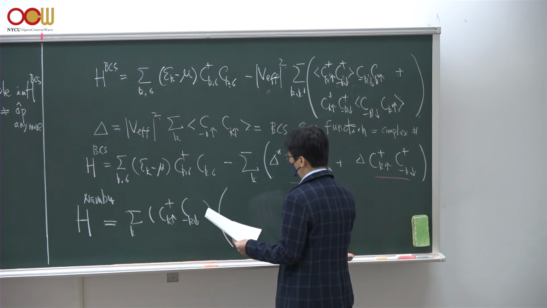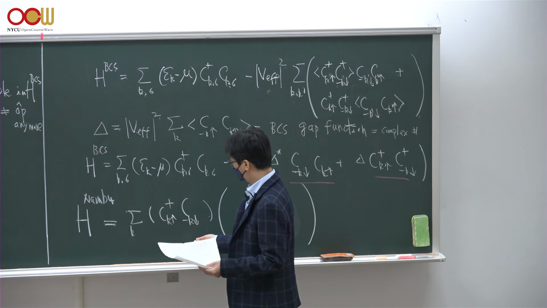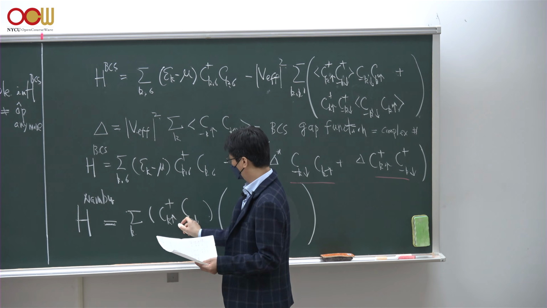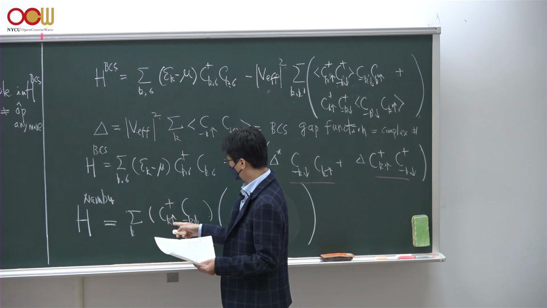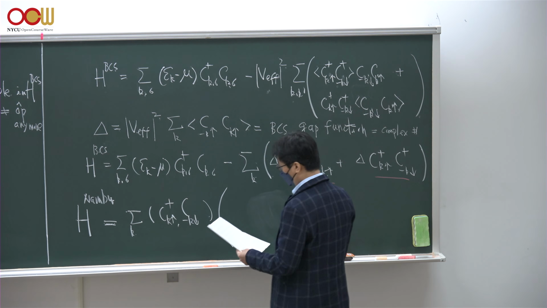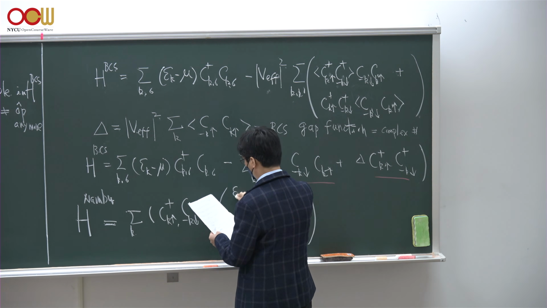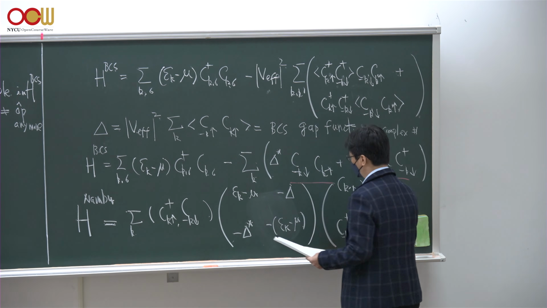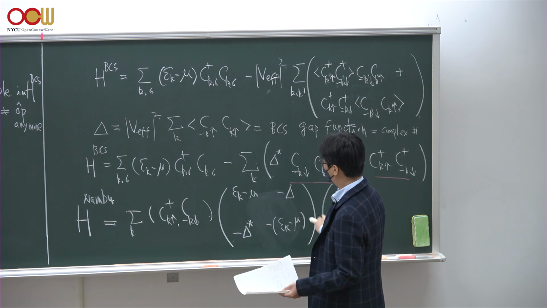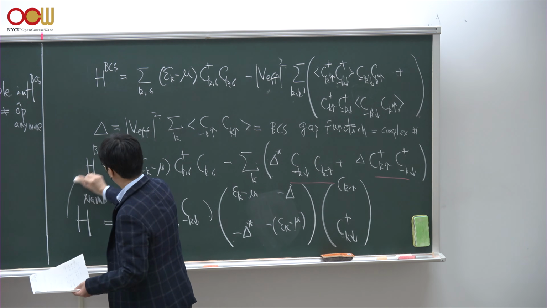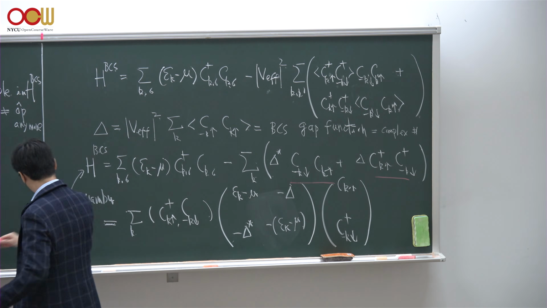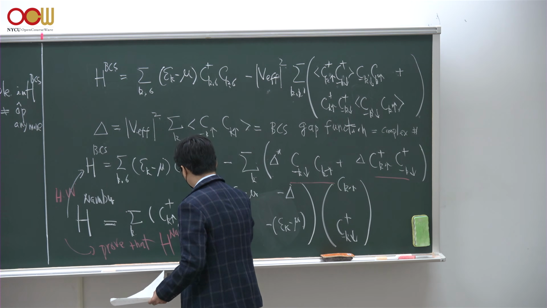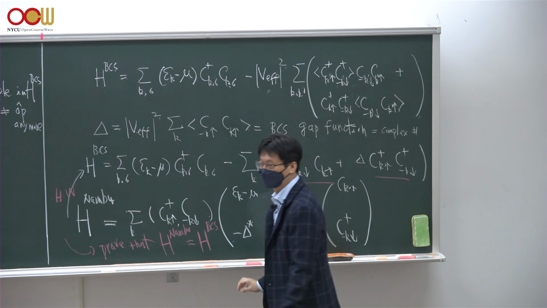Suppose that I form a row matrix, 1x2, consisting of these two operators, c dagger k up and c minus k down, and I fill up this 2x2 matrix element, and I can show that this is exactly the same as the BCS Hamiltonian right there. And by the way, this is the homework. Prove that H Nambu is the same as H BCS.